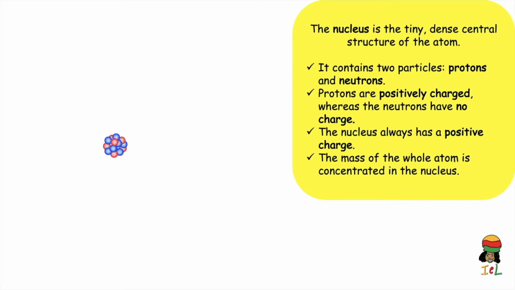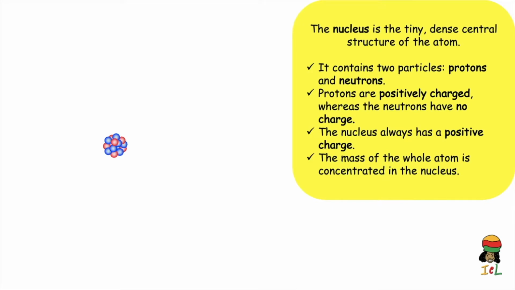As we describe the structure of the atom, we will start with the central structure and move outwards. The atom has a tiny, dense central structure called the nucleus. The nucleus actually contains two of the subatomic particles: protons and neutrons. The protons are positively charged, whereas the neutrons have no charge. The nucleus overall, therefore, will have a positive charge because of the positive charges from the protons and the neutrons having no charge at all, so the combined effect is positive.